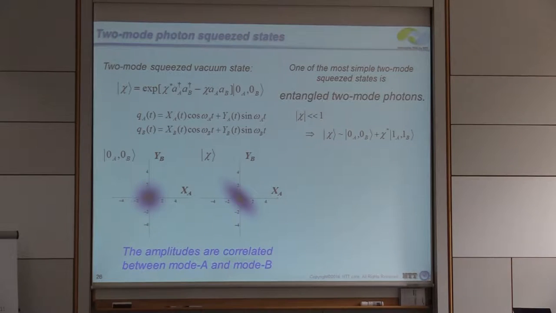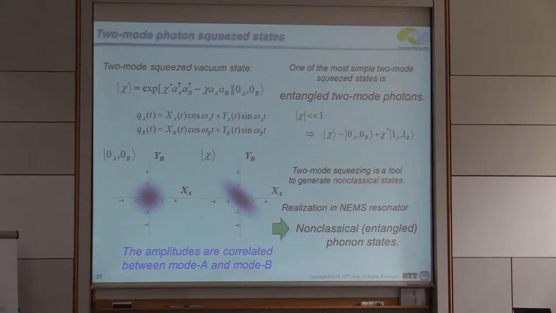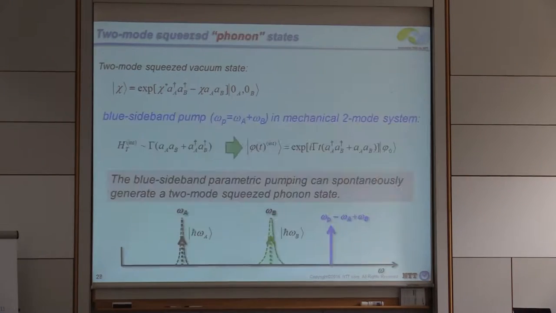But this is a well-known phenomenon in the case of the photon squeezing. And if you use a very, very weak excitation, you have some kind of entangled states. So this is some generation of non-classical states, so people have much interest in that. So what we want to do is something similar with our mechanical resonators, although we are still in the classical regime. But what happens when you apply this parametric pump to the two-mode system? Maybe if you go into the quantum regime, you can generate a non-classical phonon state. So this is the idea.